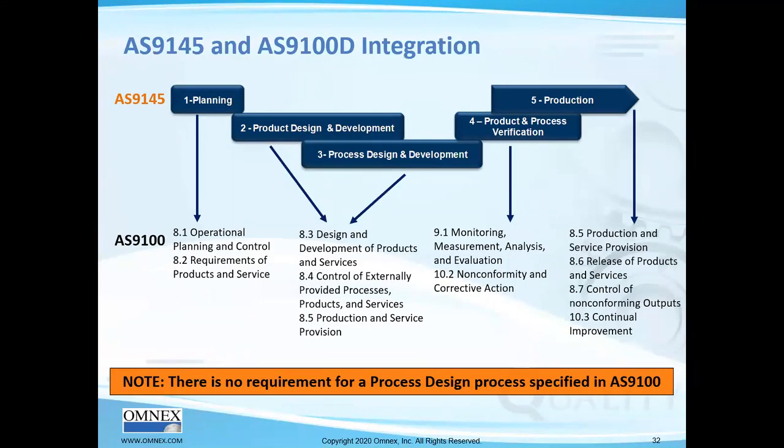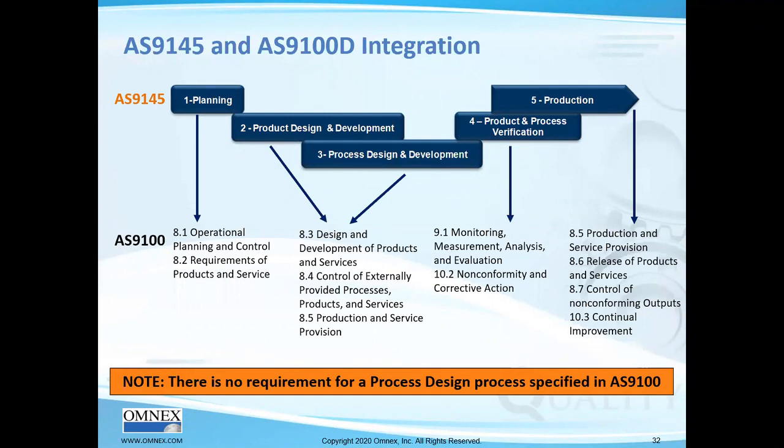All right, so AS9145 and AS9100 integration. Okay, so you can see that top line, those 5 boxes. Those are the 5 phases of APQP, which is AS9145. Planning, product design, product and process verification, and then production. Okay. So you can see I put on there the clauses of AS9100 that fall directly with those 5 phases. Okay. So you have 8.1 and 8.2. So you have operational planning and control and the requirements of products and services. Comes straight from AS9100.